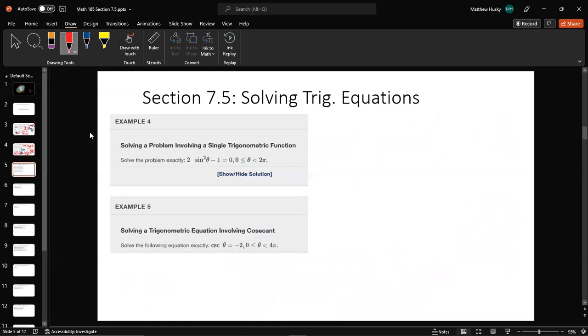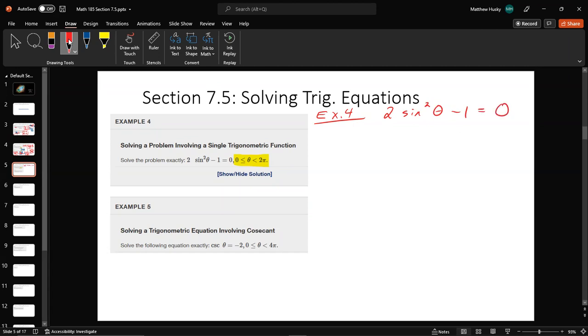Here we have another one. Again, notice that the domain is limited from 0 to 2 pi. Here we've got sine squared. So let's take a look at this one here, shall we? Two times sine squared of theta minus 1 is equal to 0.